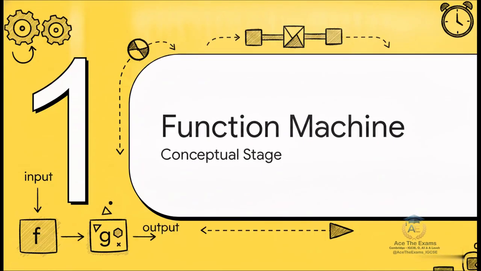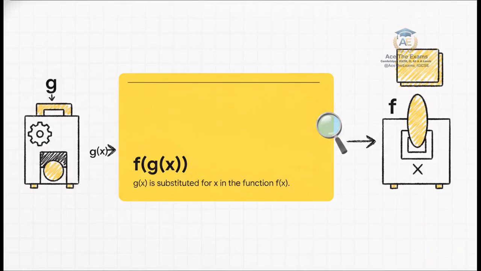Let's set the foundation. When you see this notation, the letter f, opening parentheses, g of x, closing parentheses, I want you to stop panicking and start visualizing. It's incredibly helpful to frame it in your mind like a factory assembly line. Our source gives us a very explicit, non-negotiable rule here. The expression for g of x is substituted for x in the function f of x.